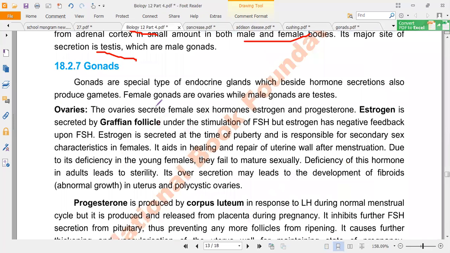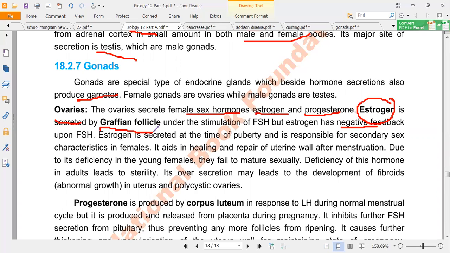Gonads are actually endocrine glands, and they secrete hormones and also produce gametes, male and female gametes. So let's talk about ovaries. The female gonads release female sex hormones like estrogen and progesterone. Estrogen and progesterone also work antagonistically, or opposite to one another, because estrogen gives negative feedback for progesterone.